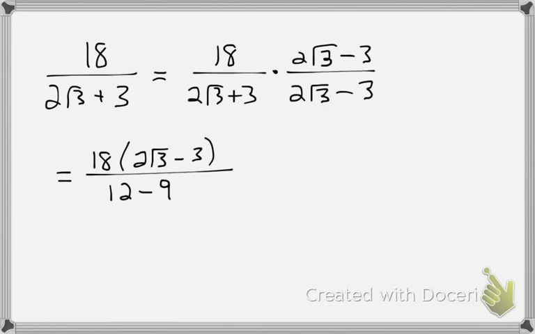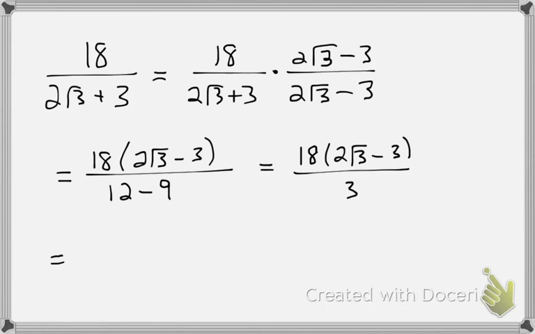The 2 is outside, so it squares to 4. The 3 is inside, so it just squares to 3. And 4 times 3 is 12. Meanwhile, the 3 squares to 9. Is everybody on board with that? I told you we'd be using it very soon, and here it is. 12 minus 9 is 3.